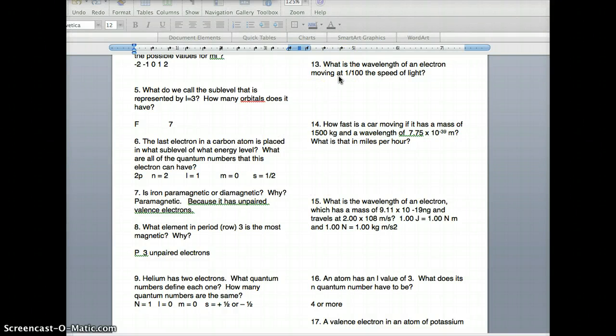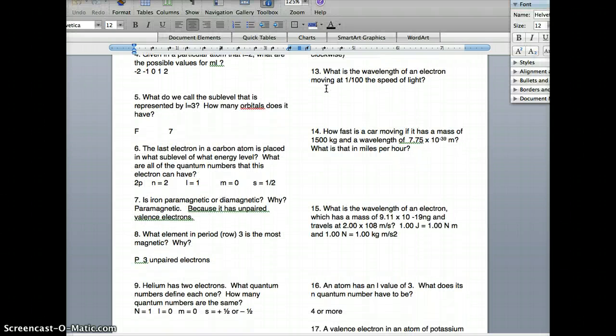Hello everyone, this is the overview of the math on some atom questions that we were working on earlier today and last class. What's the wavelength of an electron moving at 1/100th the speed of light?